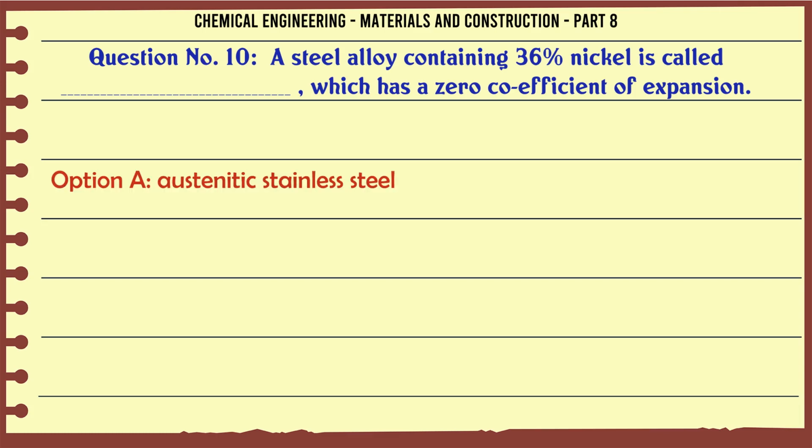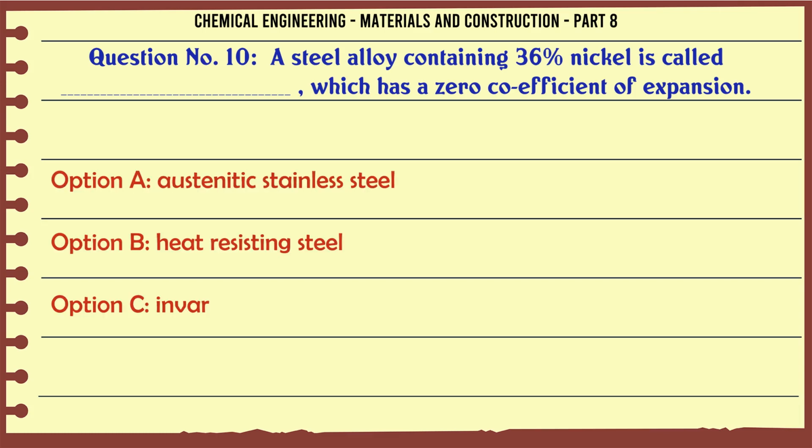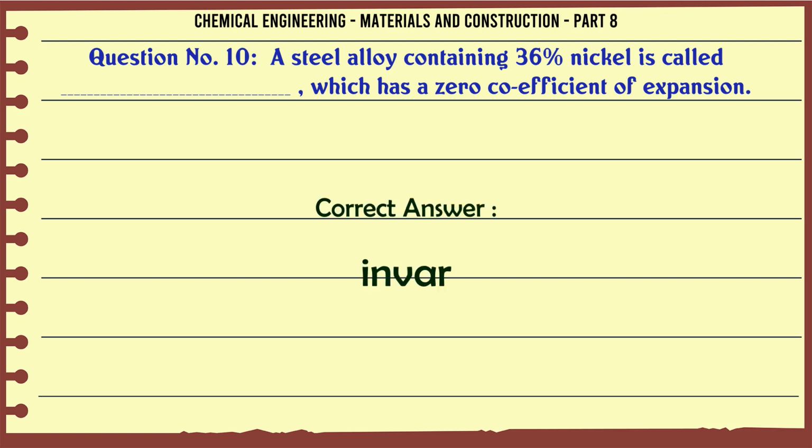A steel alloy containing 36 nickel, which has a zero coefficient of expansion, is called: A. Austenitic stainless steel. B. Heat-resisting steel. C. Invar. D. High-speed steel. The correct answer is Invar.